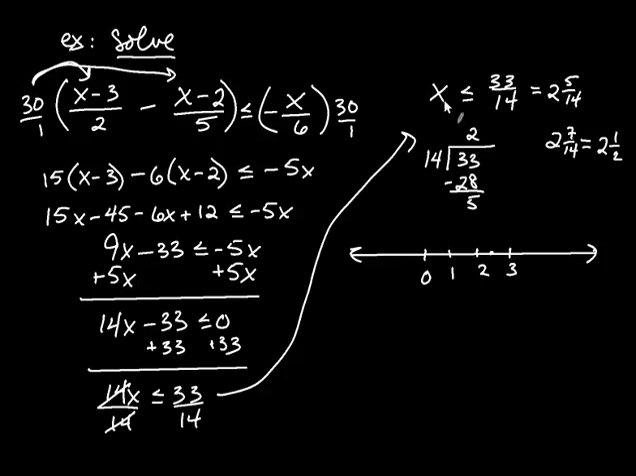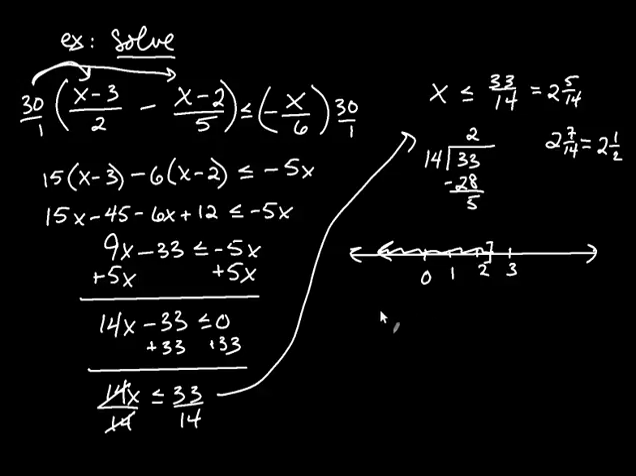And we want numbers that are less than or equal to that, right? So that means we want a bracket because it's less than or equal to, and the bracket opens this way because we want numbers less than that. So we shade like that. So this is a graphical representation of the solution set.